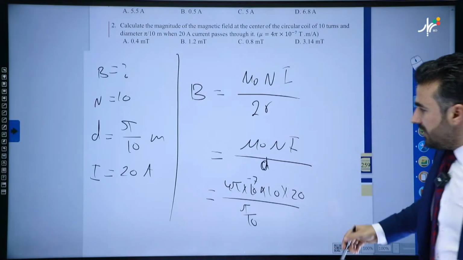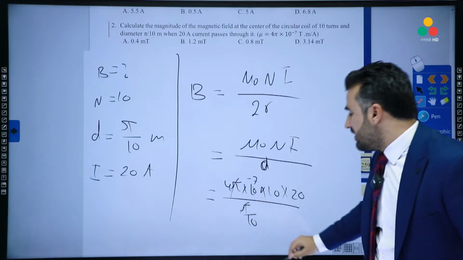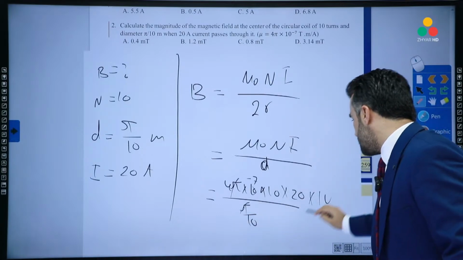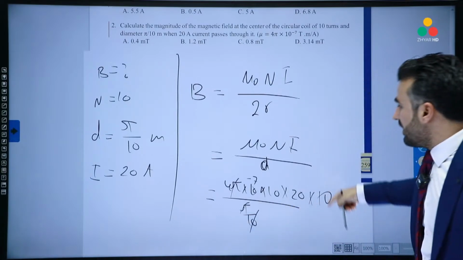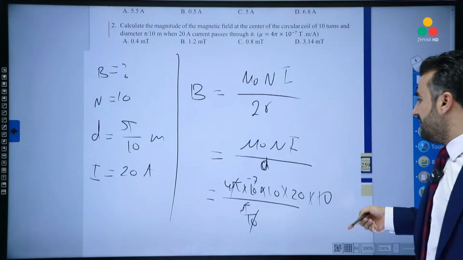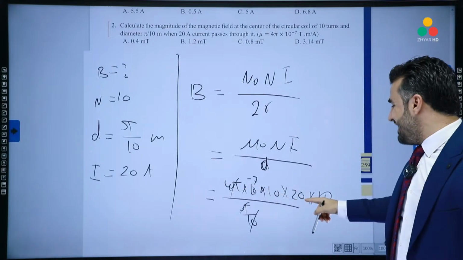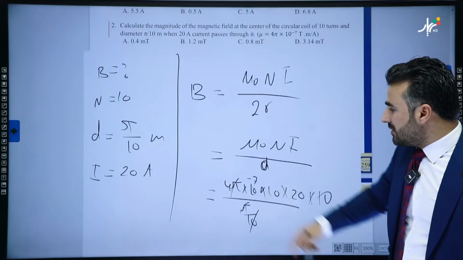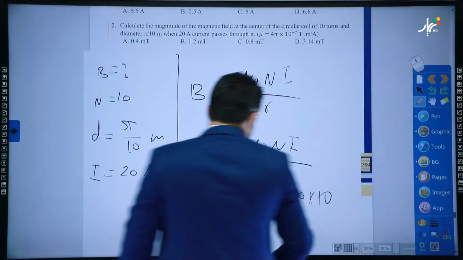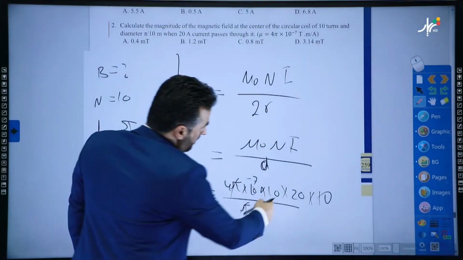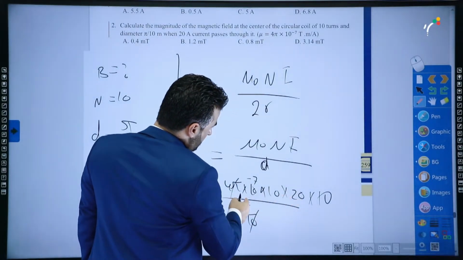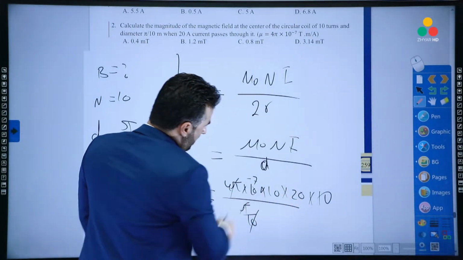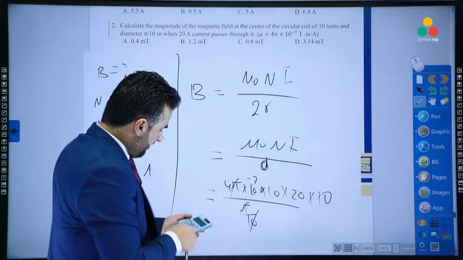So all you have to do is simplify this. And this 10, of course, goes up. So instead of writing it this way, I'll just bring it up. So that is what you have left. 4 times 20, that is 80. 80 times 10, that is 800. 800 times 10 to the power negative 7. Did I do it correctly? That is 200, 200 times 4, that is 800. 800 times 10 to the power negative 7.